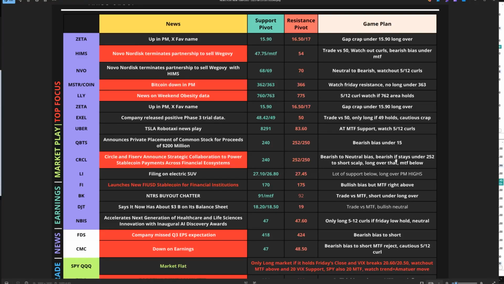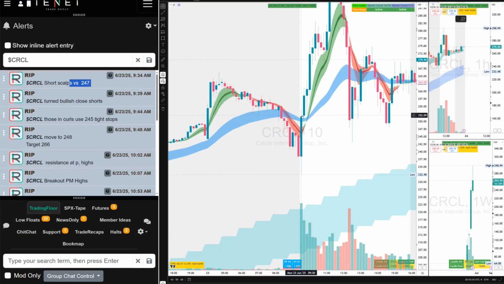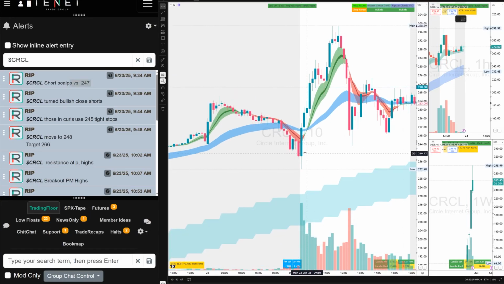So Circle, bearish to neutral bias, bearish if stays under 252, long over that. And you don't have to trade the amateur move. If you waited past the amateur move, you got the big long beautiful trade there. But if you shorted, you lost like $4 like me, but you get long right away. A lot of the traders in the community got the longs right here. You get long, wherever you get, 250s, 252s, 248s.